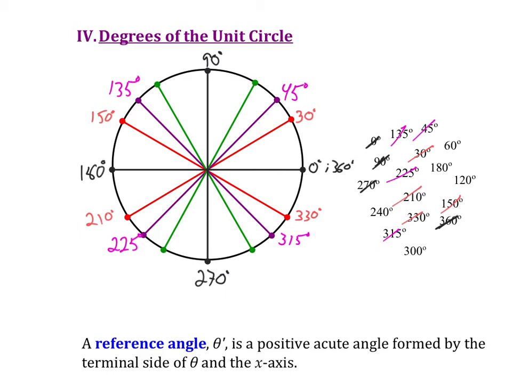The green angles are all 60 degrees away from my x-axis. So first quadrant would just be a straight up 60. Quadrant 2, this is 60 degrees away from the x-axis. So if this is 180, if I go 60 degrees before that, I'd be at 120 degrees. If I go down to quadrant 3, 60 degrees past 180, I get 240.